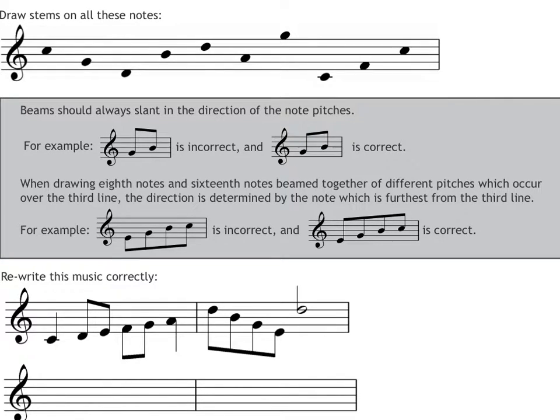That's first. The next little rule says when drawing eighth note and 16th note beams together of different pitches which occur over the third line, so when you have notes below and above that middle line and they have to be beamed together, which way do you put stems, up or down? The direction is determined by the note which is furthest from the third line. So which side travels furthest away from that third line? Here you have four notes. I'll just zoom in again.